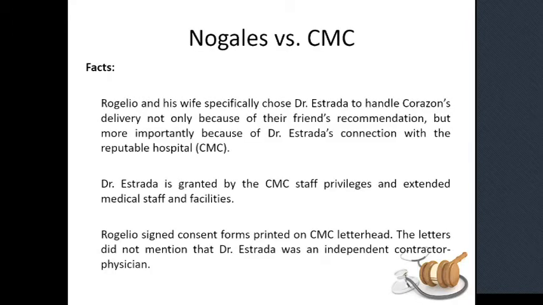So an example of a case that established hospital liability due to the doctrine of apparent authority was the case of Nogales versus Capital Medical Center. So Rogelio and his wife chose Dr. Estrada to handle Corazon's delivery, not only because of their friend's recommendation, but more importantly because of Dr. Estrada's connection with the reputable hospital. So CMC is a well-known hospital in Quezon City, Manila. And Dr. Estrada was granted by CMC staff privileges and extended medical staff and facilities.